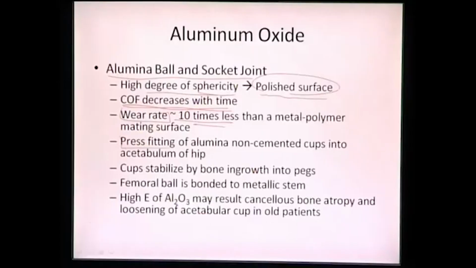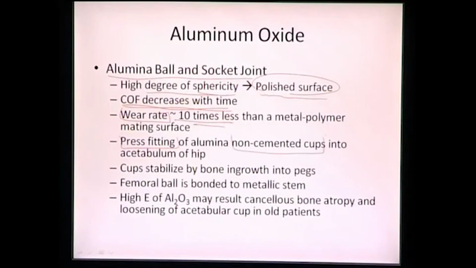So metal will tend to eat away the polymer, it will start yielding the polymer because of the drastic difference between their hardnesses. So once we have an alumina versus alumina surface, they will have a very low coefficient of friction, and also a very low wear rate, which is approximately 10 times less than that of a metal polymer surface. And again we can also do press fitting of alumina on the non-cemented cup.